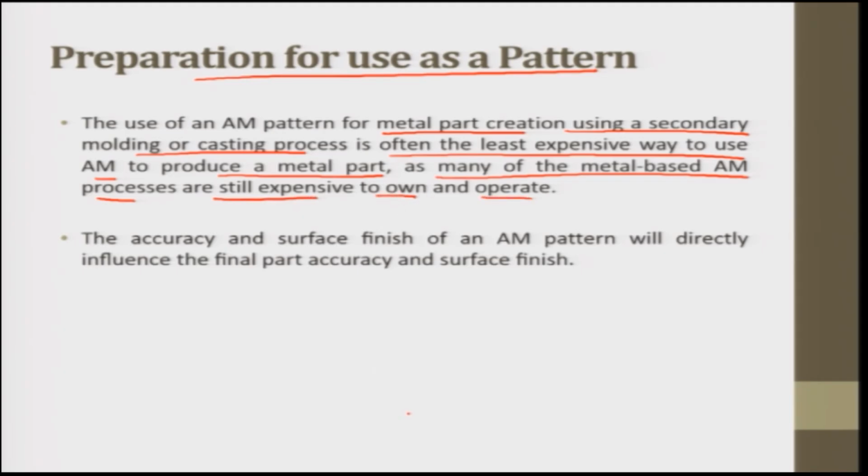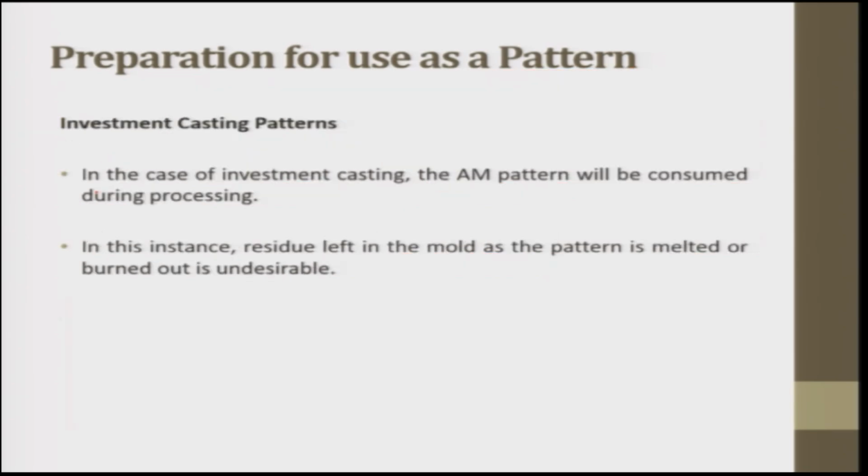The accuracy and surface finish of an additive manufacturing pattern will directly influence the final part accuracy and surface finish. So, special care must be taken to make sure that the pattern has the desired accuracy and surface finish in the final part. Also, the pattern must be scaled to compensate for any shrinkage that takes place in the pattern replication steps. Because we are talking about patterns here, again shrinkage would come into play. There are certain patterns that need to be prepared from the rapid manufactured part.